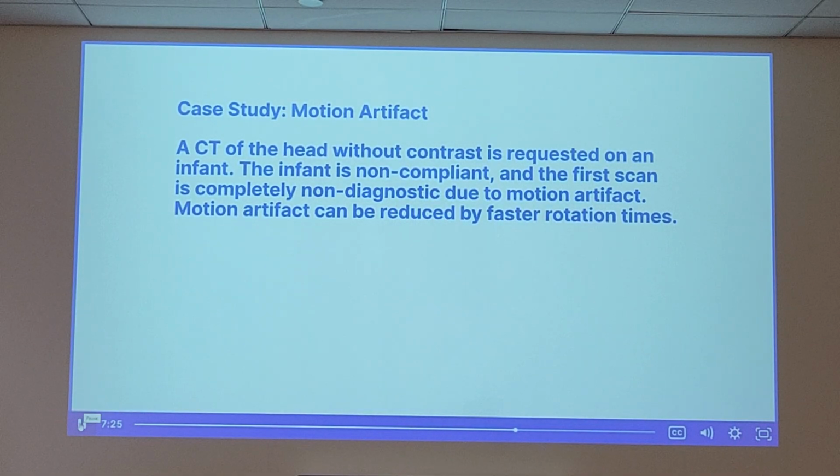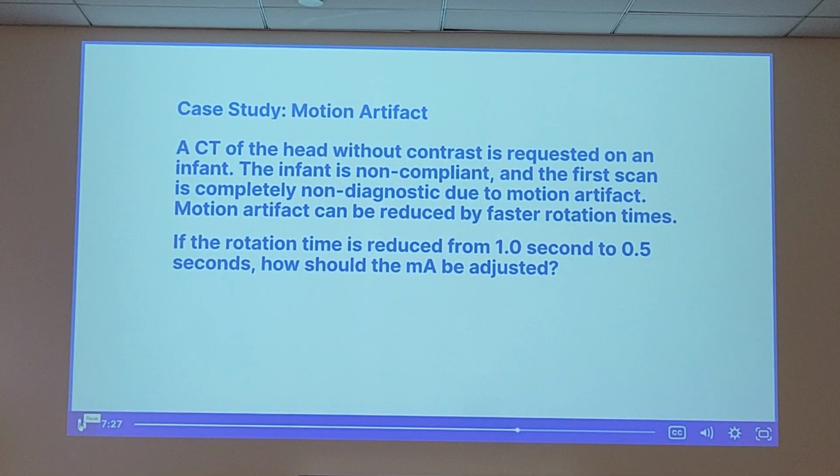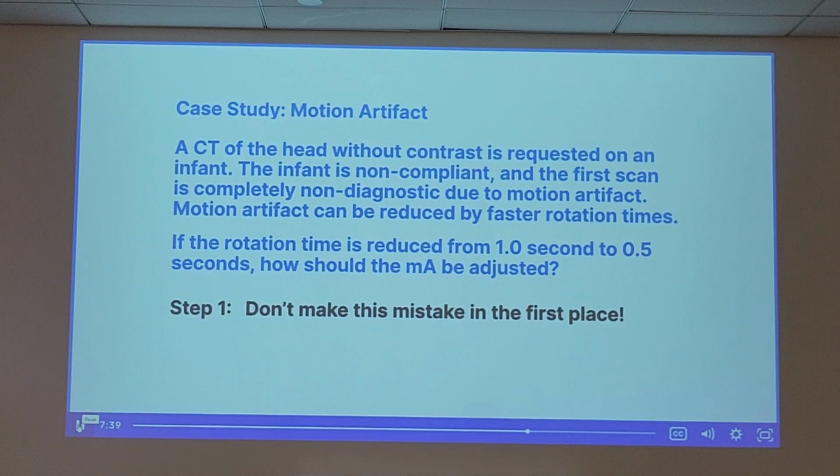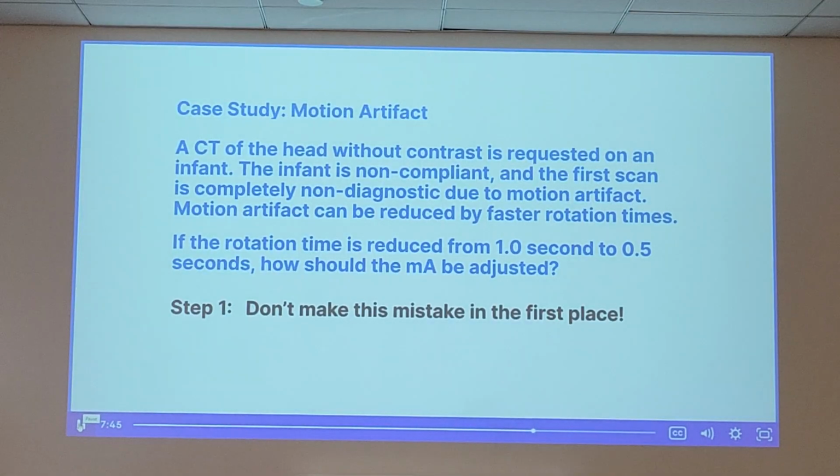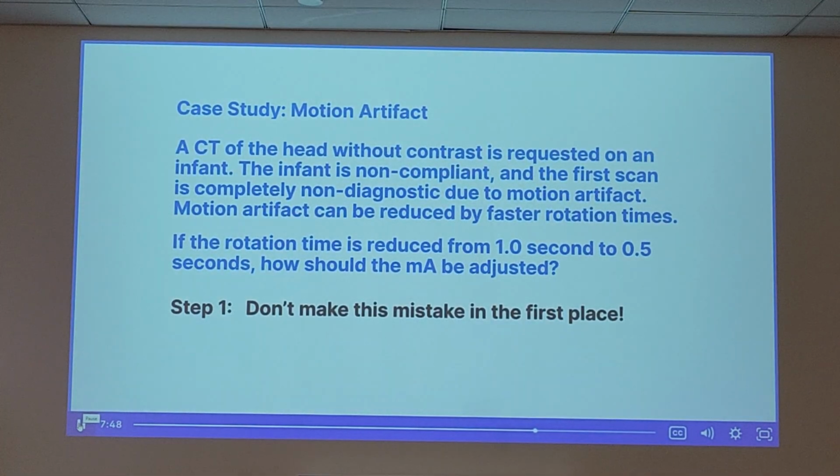Faster rotation time. So if the rotation time is reduced from 1 second down to 0.5 seconds, how should the mA be adjusted? This is actually a two-step process. First, don't make this mistake in the first place. The case of a wiggling infant is actually a very common problem. It's also a very predictable problem. In a real-life scenario, a good technologist would have recognized the potential for motion artifact and made the technical adjustments on the first attempt. But the solution is very simple.